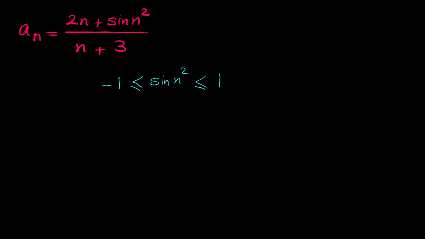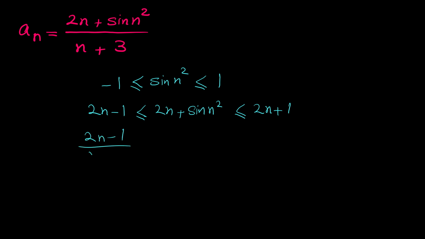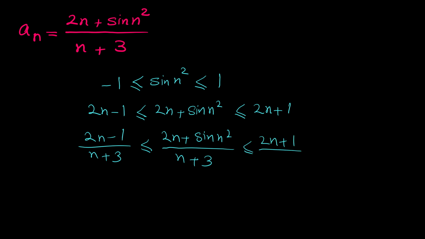By adding 2n, we have in the left 2n minus 1. In the middle we have 2n plus sine of n to the 2. And in the right we have 2n plus 1. Now we divide everything by n plus 3. Then in the left we have this. In the middle we have 2n plus sine of n to the 2 over n plus 3. And in the right we have 2n plus 1 over n plus 3.